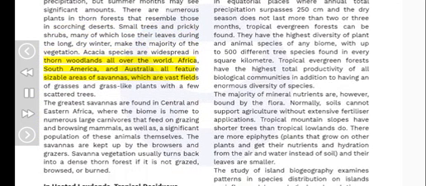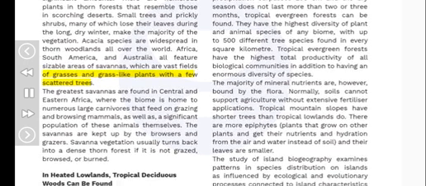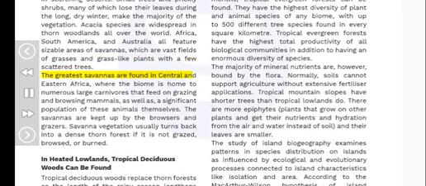Africa, South America, and Australia all feature sizable areas of savannas, which are vast fields of grasses and grass-like plants with a few scattered trees. The greatest savannas are found in Central and Eastern Africa, where the biome is home to numerous large carnivores that feed on grazing and browsing mammals, as well as a significant population of these animals themselves. The savannas are kept up by the browsers and grazers. Savanna vegetation usually turns back into a dense thorn forest if it is not grazed, browsed, or burned.